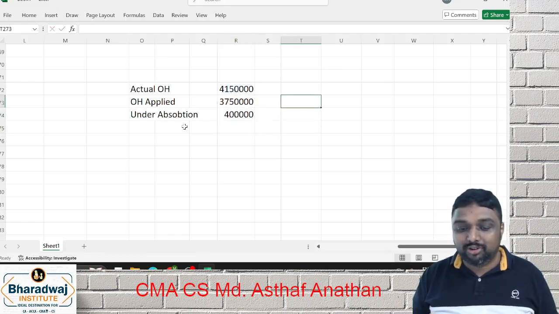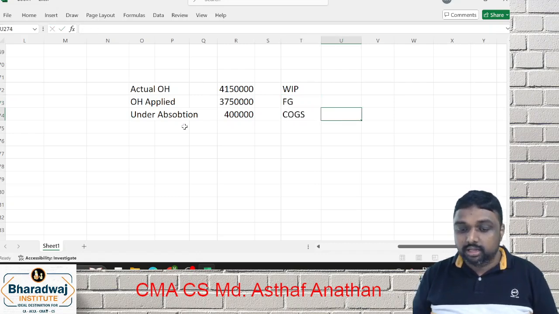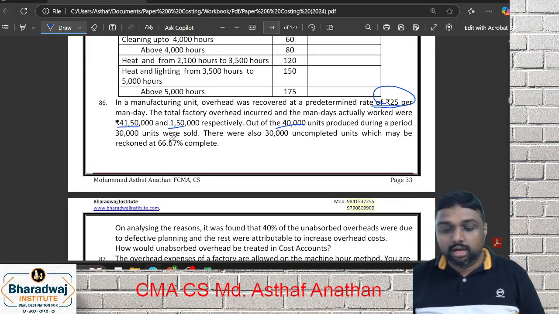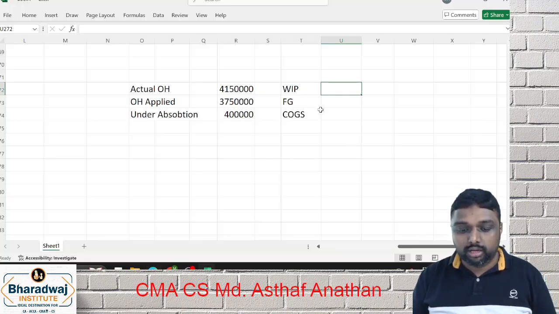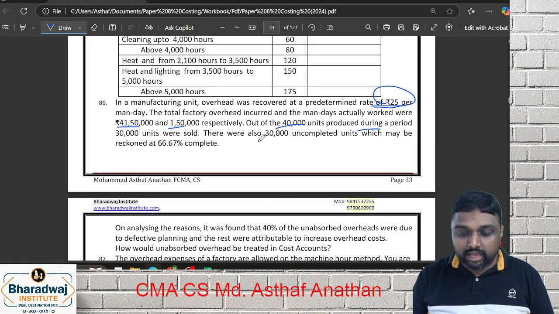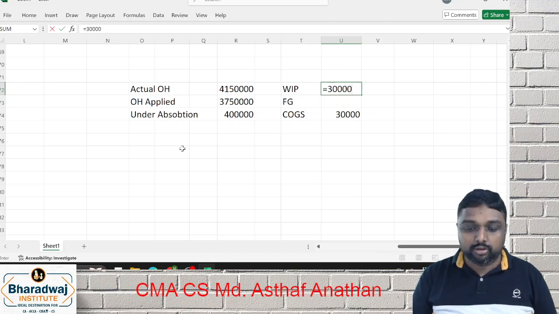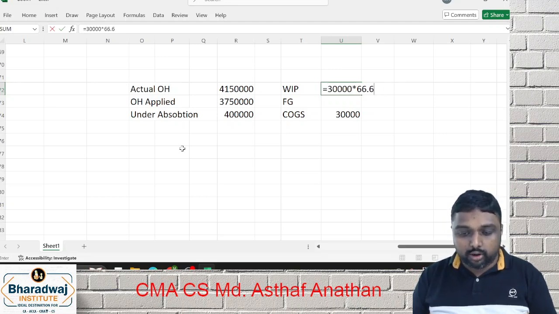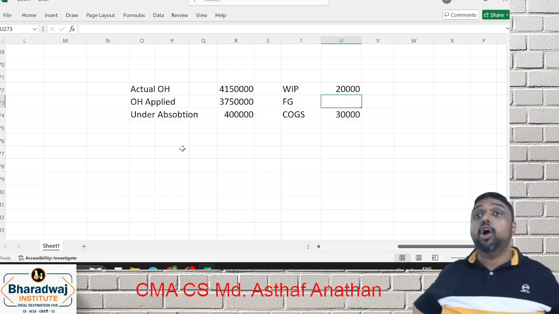This you have to charge on WIP, finished goods and cost of goods sold, as we discussed in our class also. What is your WIP? They said units sold during the year are 30, so sold is 30. WIP they said 30, but completed only 66.667%. So this is units, not amount. So 30 into 66.667, you will get 20. It was not given.